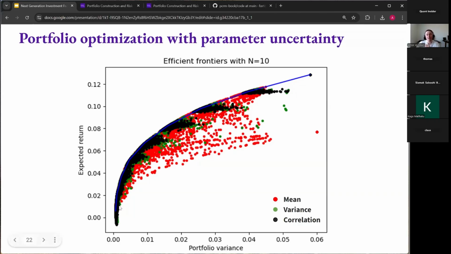So what you can see here is that for some expected return vector and covariance matrix, we compute an efficient frontier, and then after that we sample 10 observations from this distribution and then re-estimate the means, the variances, and the correlations. So what you can see here is that the means affect how the portfolios look a lot more than the variances and then the correlations. So that's probably the most important thing for you to take into account when you do portfolio optimization.